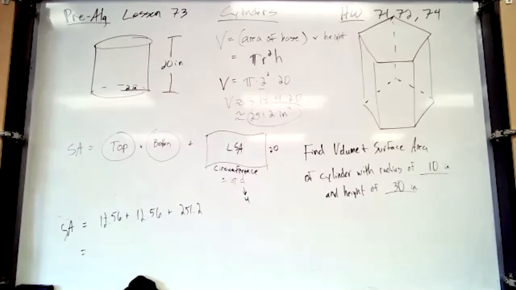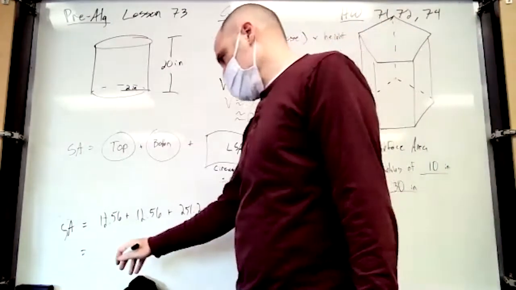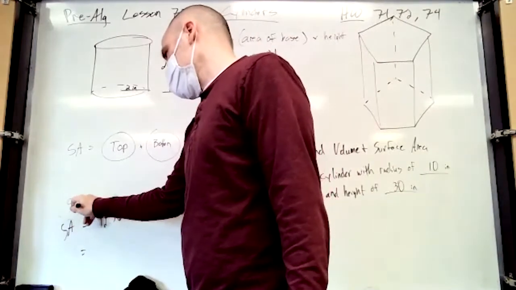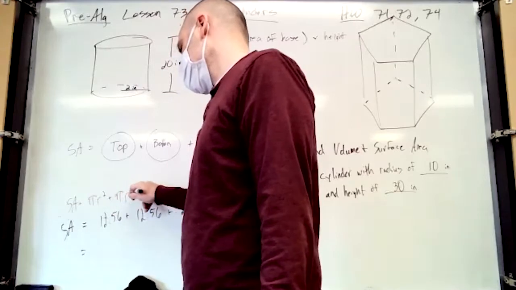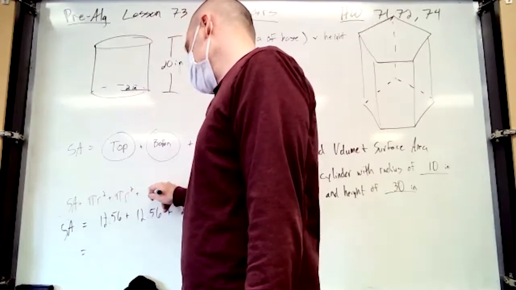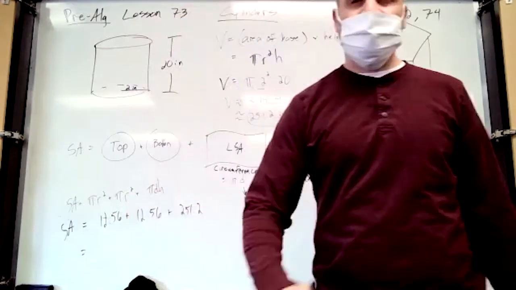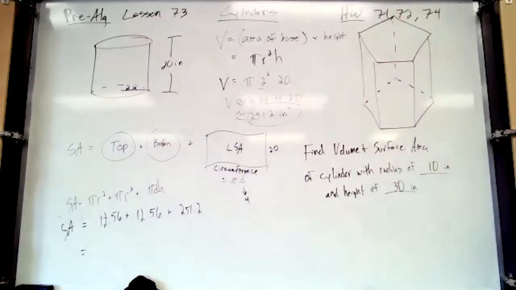So you can draw it if you want, or you can just fill in the formula, right? Because here's the formula. Surface area equals pi r squared, because that's the top plus the bottom, plus pi d h, because it's the circumference times the height. You could just plug it into that formula to find the surface area. Finding the volume is pretty easy. It's just pi r squared.